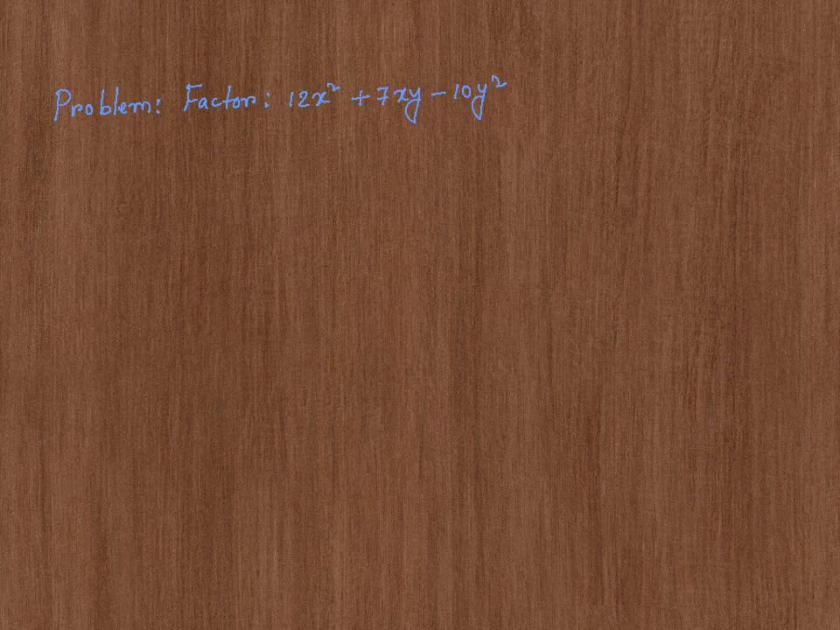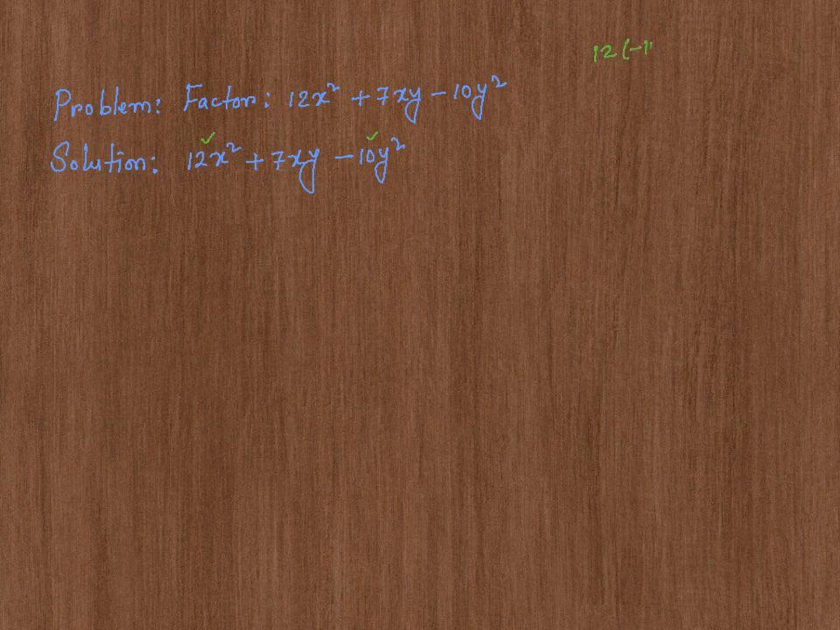In this video, I am going to factor 12x squared plus 7xy minus 10y squared. I am going to look at the coefficient of the square term, x squared, which is 12, and then look at the coefficient of the y squared term, which is negative 10. 12 times negative 10 is negative 120.